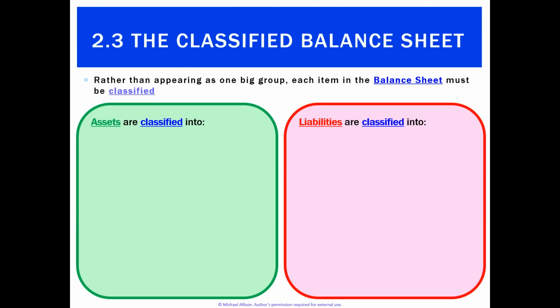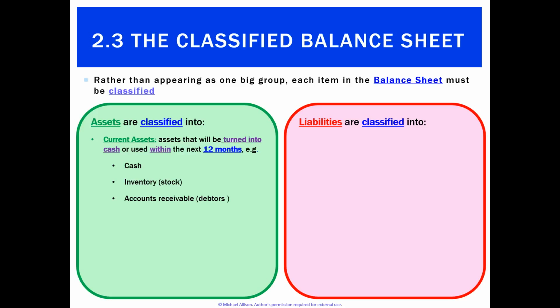So what I'm going to do is classify my balance sheet, and what that means is assets are classified into current, assets that will be turned into cash or used within the next 12 months. So things like cash, inventory, and accounts receivable. Then I'll divide assets into a second category, which is non-current assets, assets that the business will own beyond the next 12 months, things like property, vehicles, IT equipment, and so on.